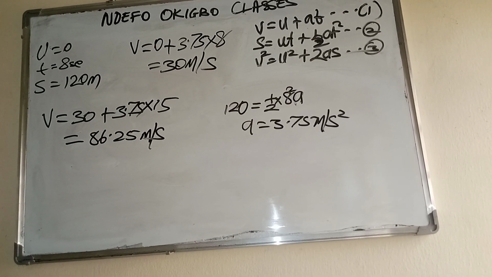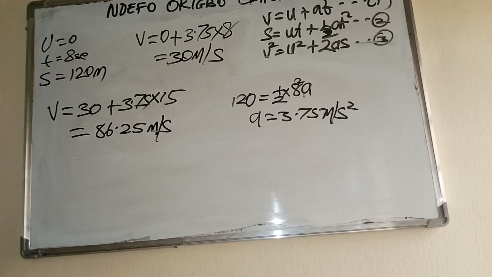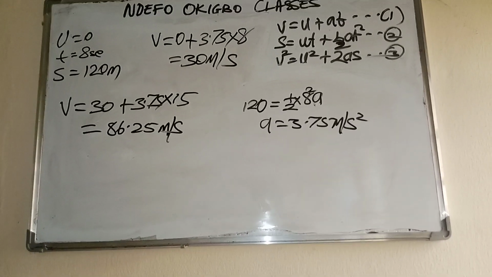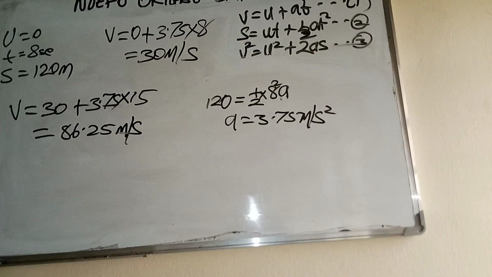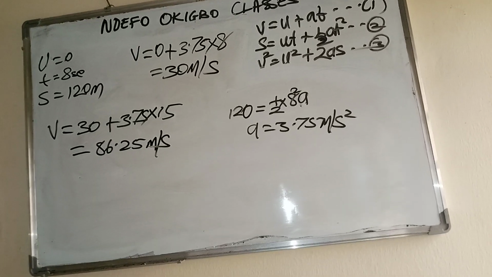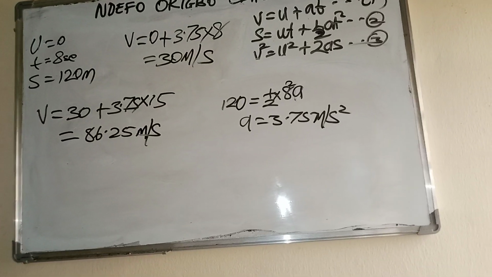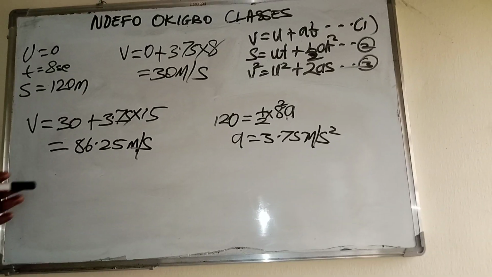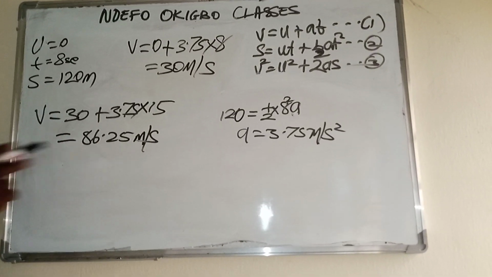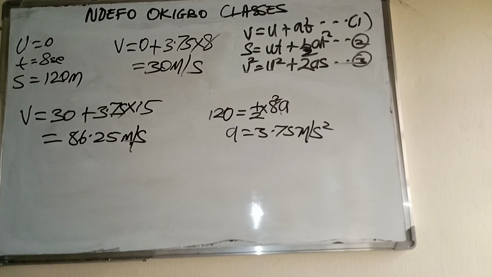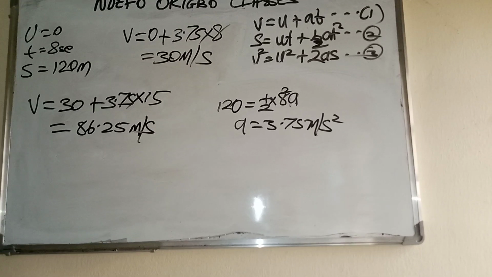So the question said an object with uniform acceleration traveled 120 meters within 8 seconds, starting from rest. What is its velocity 15 seconds after it started moving? And that is this: v is equal to 86.25 meters per second. Thank you.